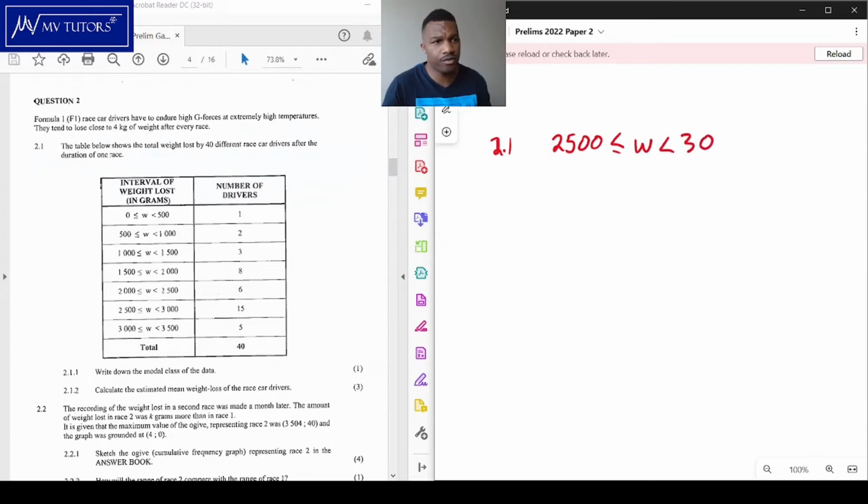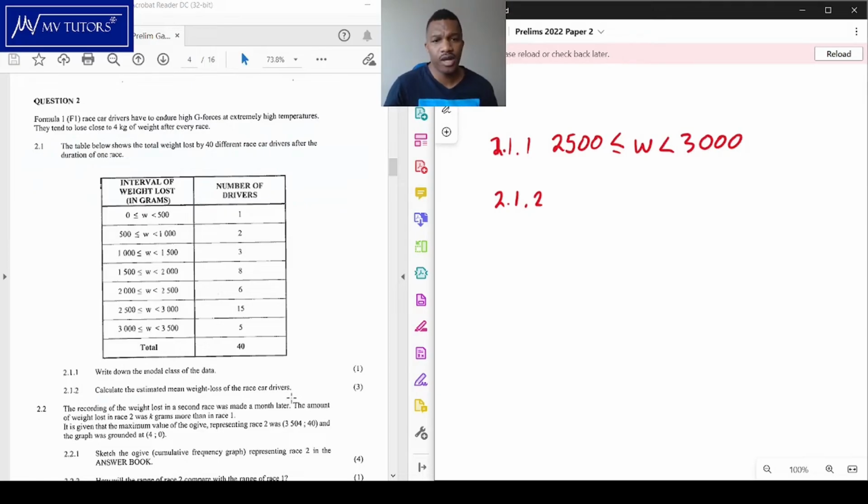Okay, to 3000. Good. 2. Oh, it's still 2.1. My bad. It's 2.1.2. So this was 1.1. And then it says calculate the estimated mean weight loss of the race car drivers.